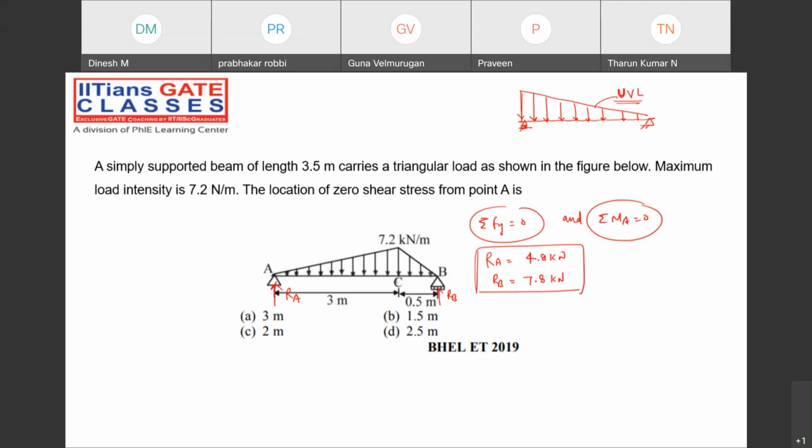So somewhat difficult to solve within 2 minutes, right? It requires a lot of practice, a lot of conceptual clarity, and more apart from it, you need practice in the diagrams and all.